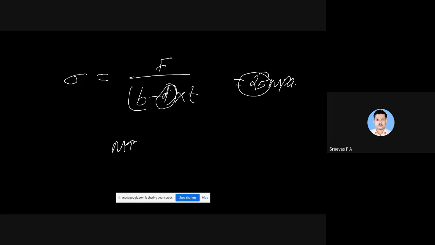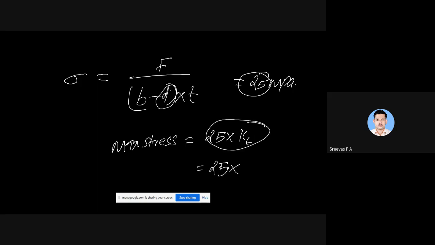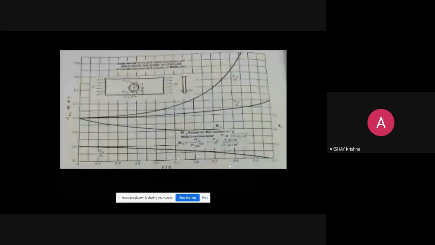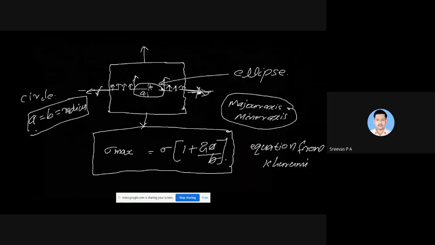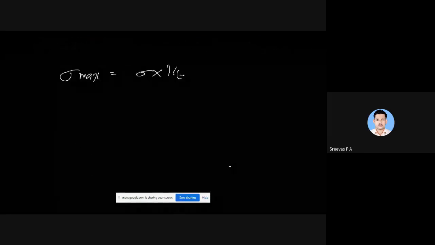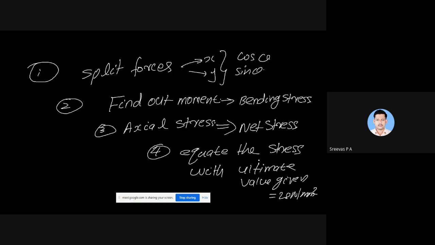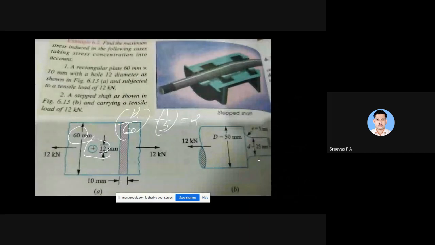Then maximum stress will be this 25 multiplied by stress concentration factor KT. That is 25 into, what did you get? 2.5. Okay, 2.5. Good. 25 into 2.5. So 62.5 something it will come. So try attempting the other one, okay, the stepped shaft question. This one is also the same.